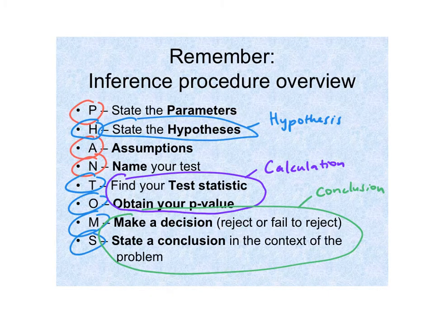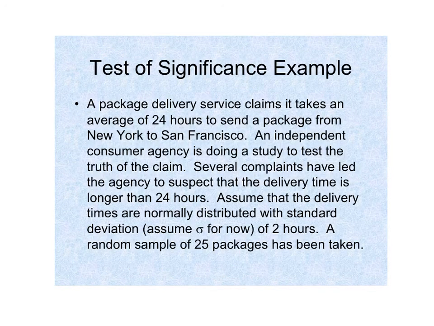Okay, so let's go to an example. So you can put this all together. Right. So this is the first problem on your third page. It says, a package delivery service claims it takes an average of 24 hours to send a package from New York to San Francisco. Okay, so that is the claim. So let's start off with that. Let's make a note of that. That's H0. That's the original hypothesis or claim from the company, right?